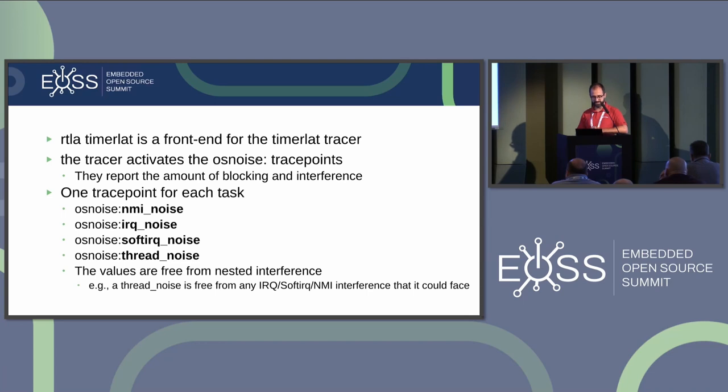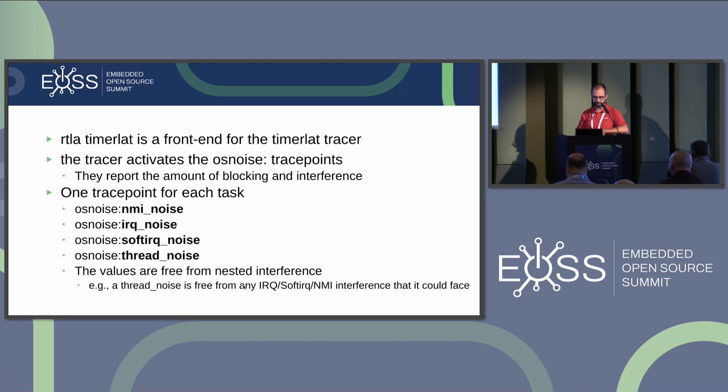The tracer activates the OS noise trace points, and they are used to report the blocking or the interference the thread suffers, right? We have one trace point for each task. So instead of printing two trace points and then processing in user space, trying to compute that this took this amount of time but it was printing the other one, so I need to discount the time on that one, we can do this in kernel, minimizing the amount of data we push to the trace buffer. In the paper where I presented the runtime verification subsystem, I showed that doing this kind of processing, if it's faster than writing to the buffer, is advantageous. And this is one of those use cases. So it's better to do simple processing here and report just one trace point than to keep writing trace after trace.